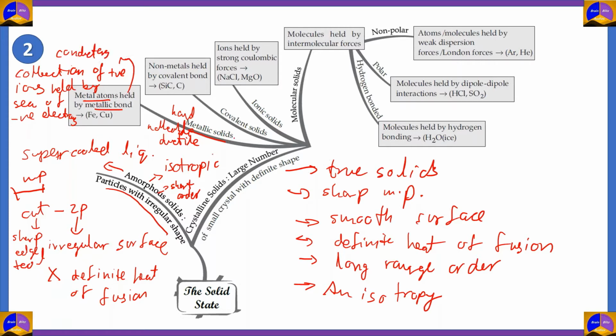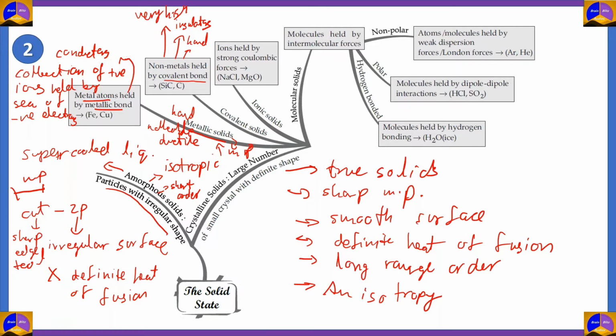And metallic solids also have a high melting point. Next, we look at covalent solids. Covalent solids are solids which are basically nonmetals held by a covalent bond, sharing of electrons. Now, nonmetals are usually hard and they do not conduct electricity, so they're insulators. And these insulators also have a very high melting point.